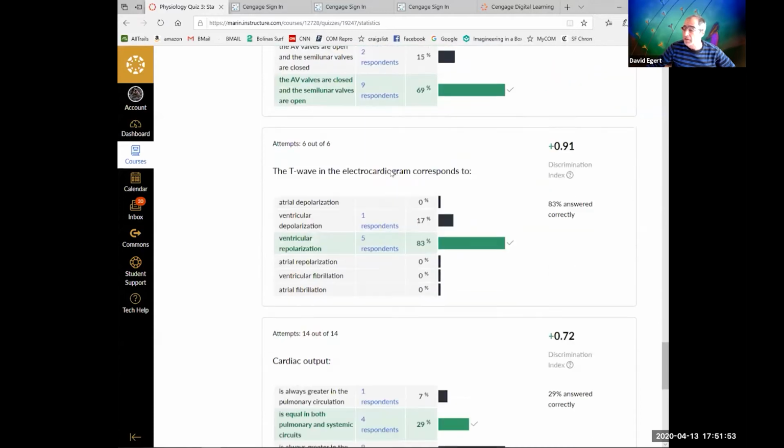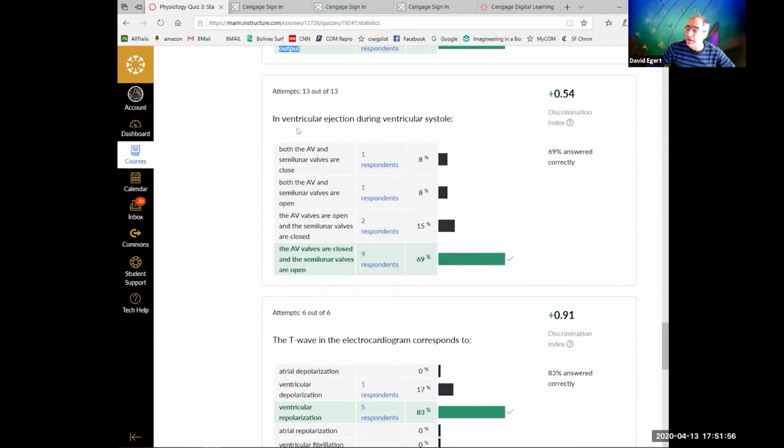These are the other versions of the questions. Here they are. During ventricular ejection, we ended up with 30% of the people getting this wrong. Ventricular ejection is when the AV valves are closed, so you're not spewing blood back up into the atria. But the semilunar valves have to be open, or you couldn't be doing ejection, right? You're spewing blood out of the ventricles into the main arteries. So the semilunar valves have to be open.